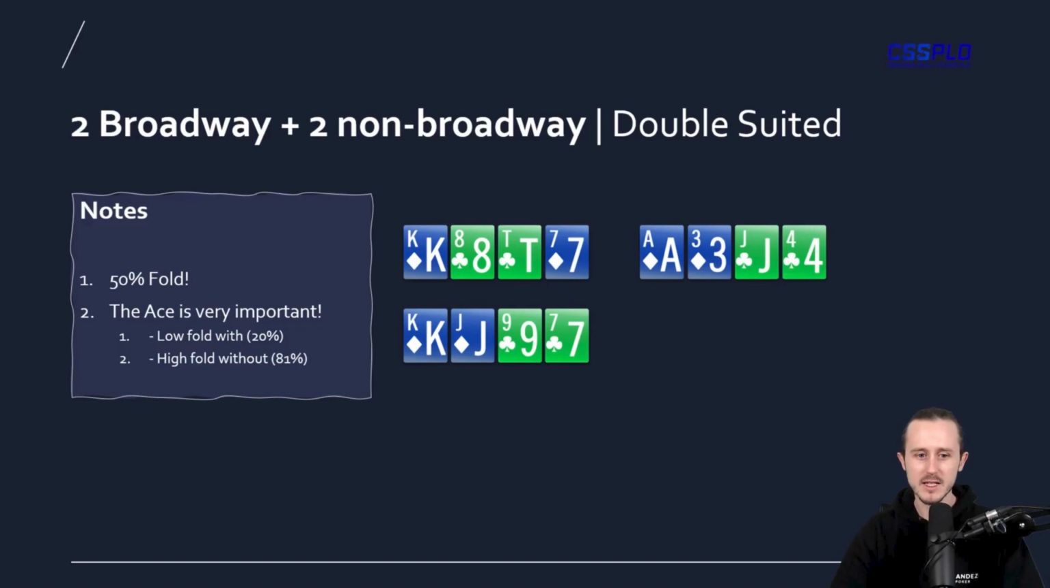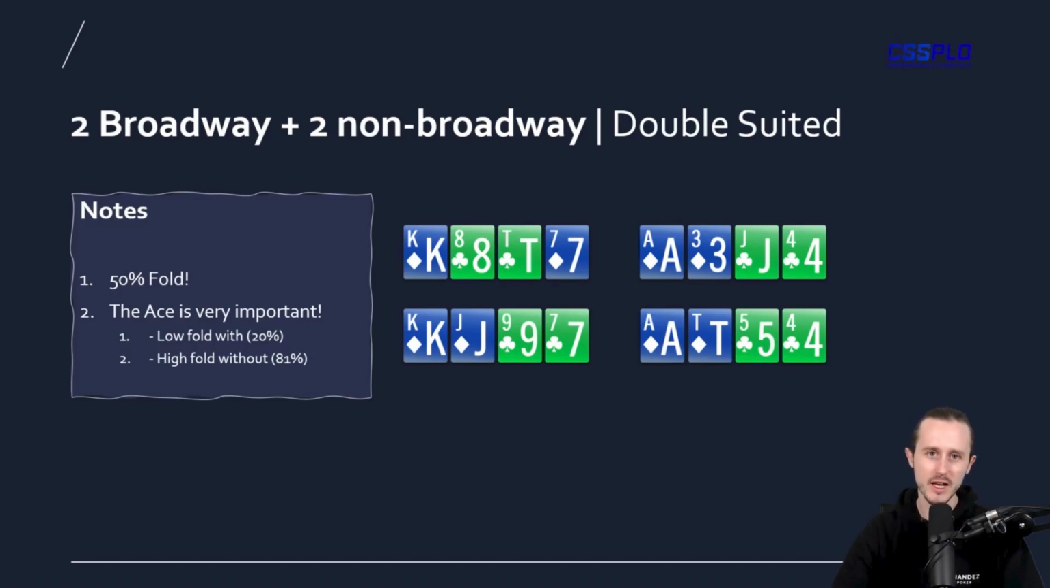If we have an ace, as I told you, we can continue much more often, 80% of the time. And some of the bottom hands that we can call with are ace jack 3-4 and ace 10-5-4 double suited. Like here, obviously we have the ace high suit. A lot of value can come from that, of course, by dominating lower flush draws. There is still some connectivity, of course, and we have 2 suits. So the ace here is a very important asset.